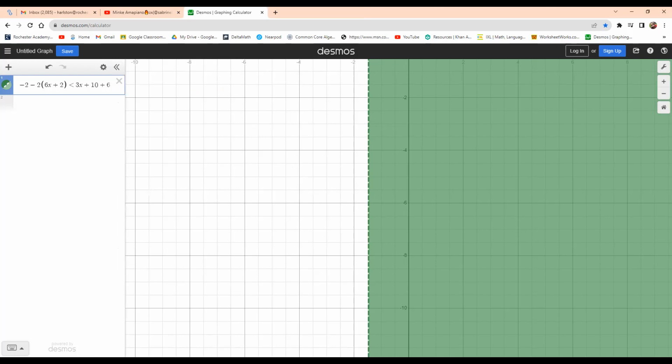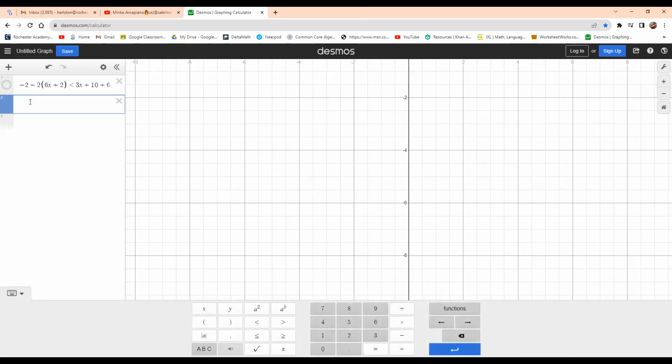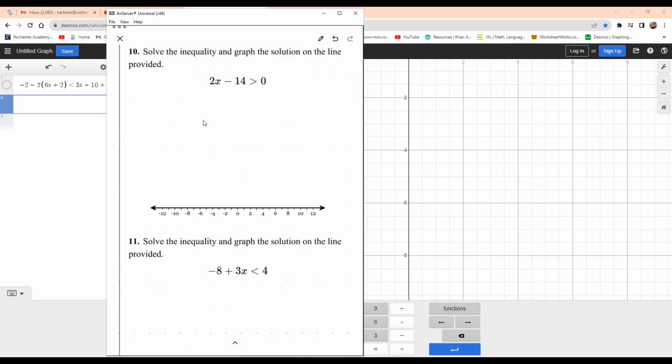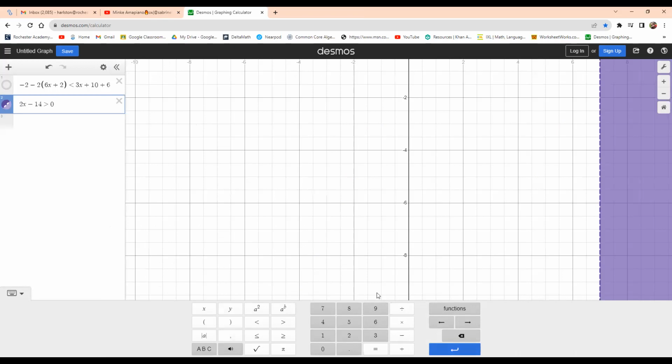Okay, so here's one. I'm going to do number 10. Actually, I'm going to leave this one for now, so I'm just going to add another one. I am doing number 10. So it's going to be 2x minus 14 is greater than 0. Then I'm going to come down here and graph it. So let me put that in: 2x minus 14 is greater than 0. And now I just graph it.